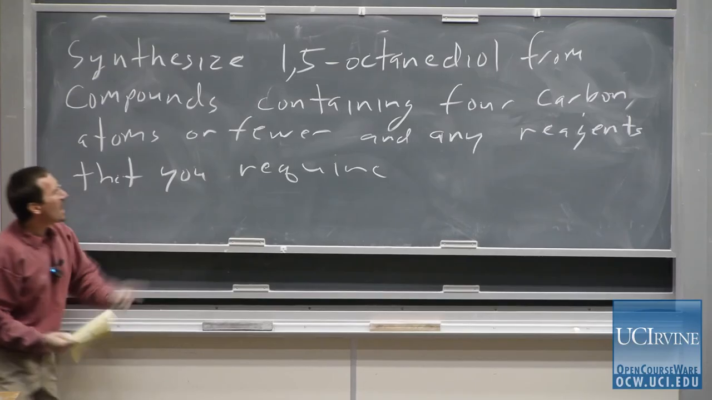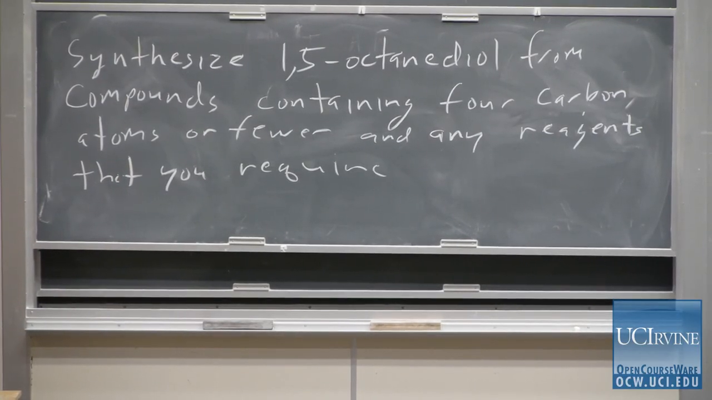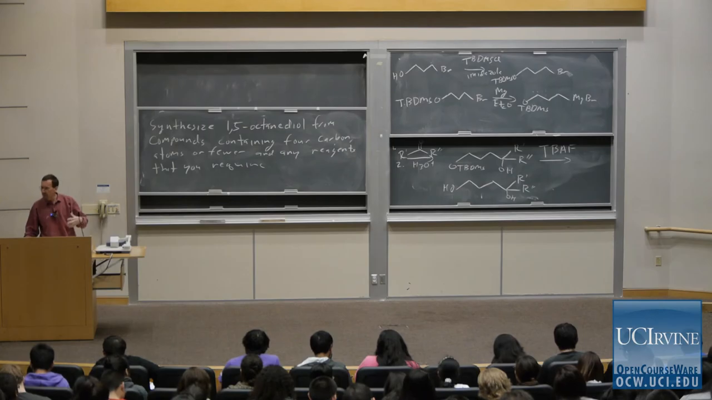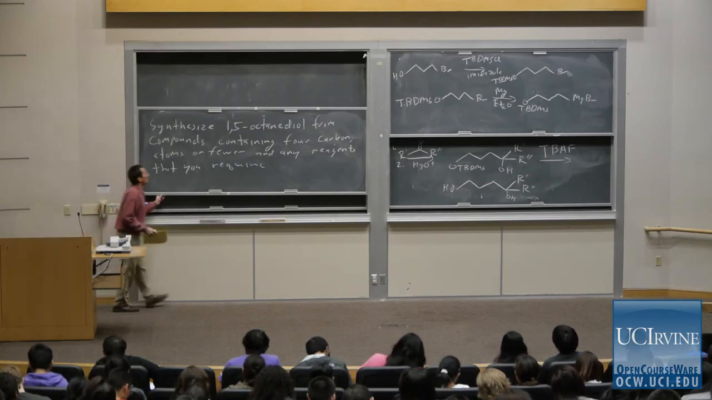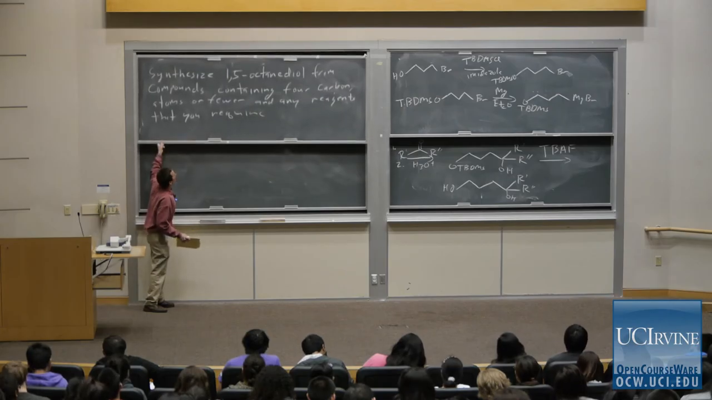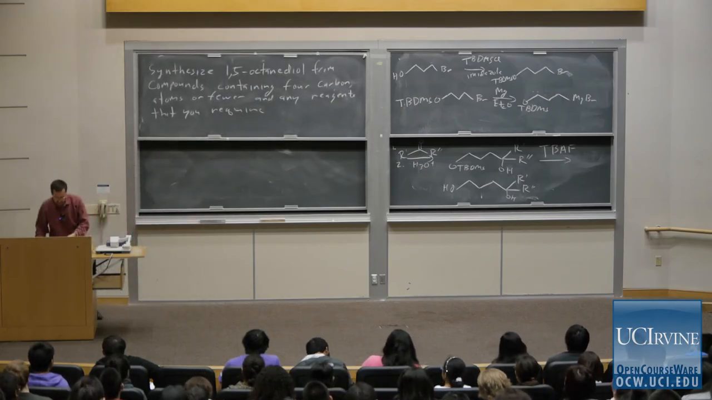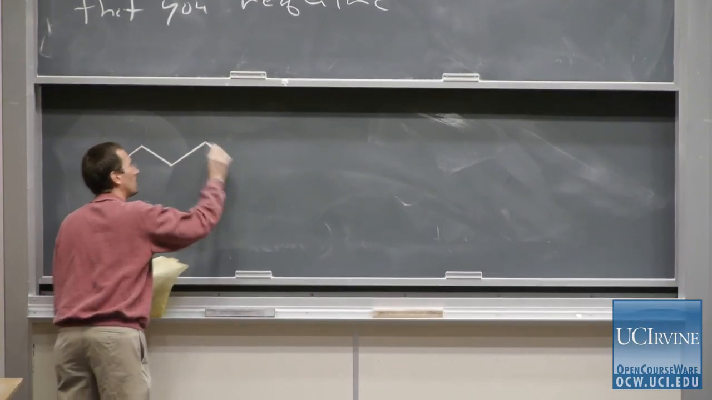And while, to my knowledge, 1,5-octanediol isn't an insect pheromone and it isn't a drug, it's certainly representative of the types of molecules that synthetic organic chemists make. So, of course, one of the things is knowing what 1,5-octanediol is, and so I will draw out the structure of it.